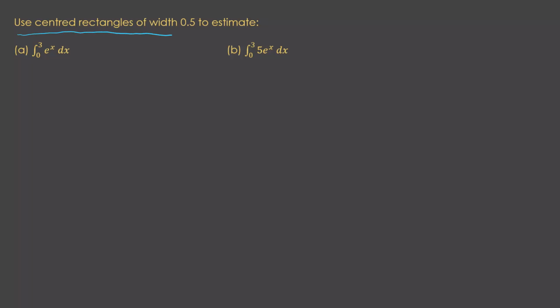Use centered rectangles of width 0.5 to estimate the integral from 0 to 3 of e to the x dx, and then the integral from 0 to 3 of 5e to the x dx. So what we're looking at here is the integral from a to b of f of x dx.